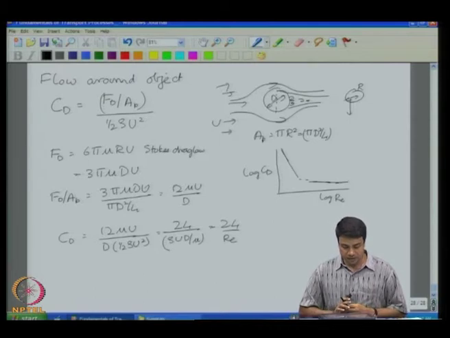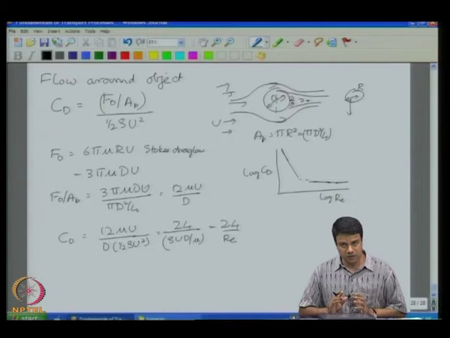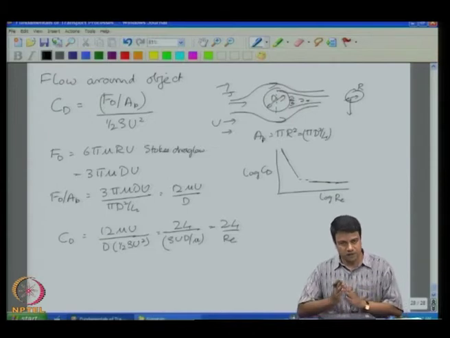You can see that if the force were due to the inertial force of the fluid, then the force acting is just going to be equal to half rho u square acting on the surface.